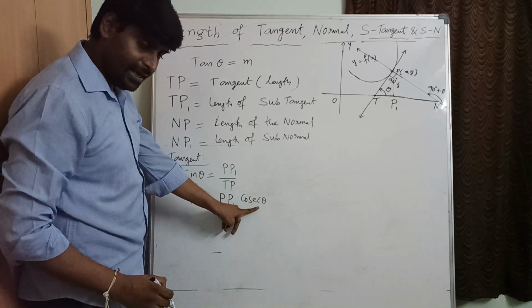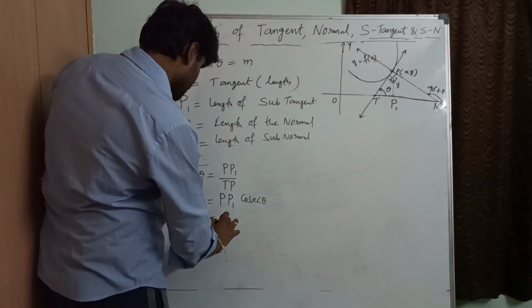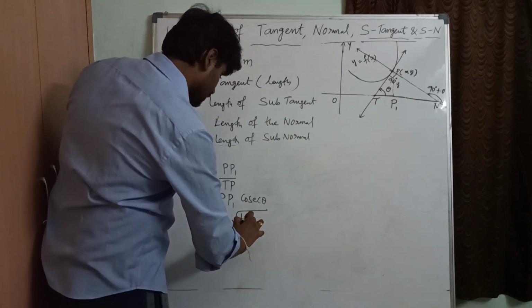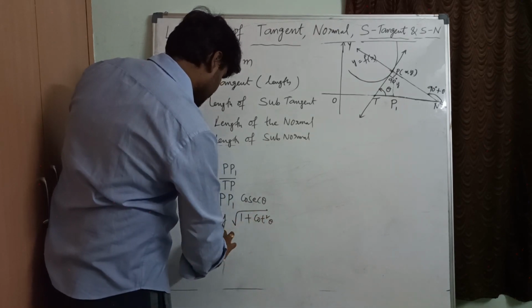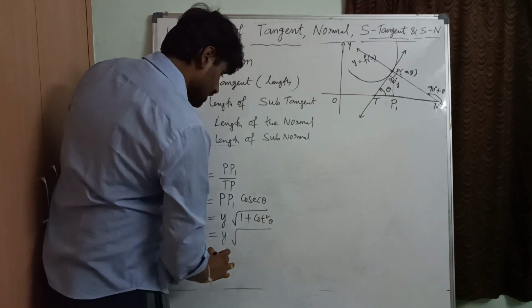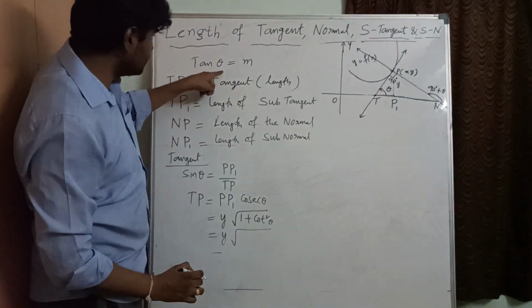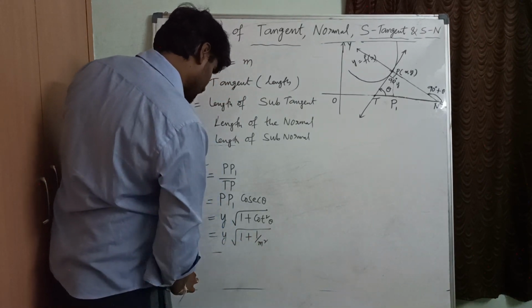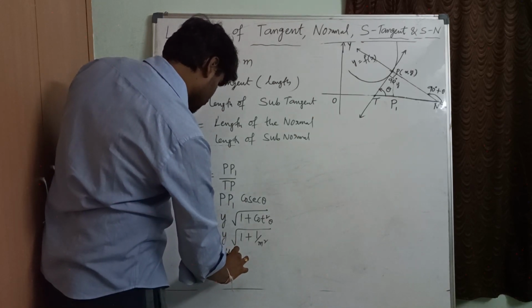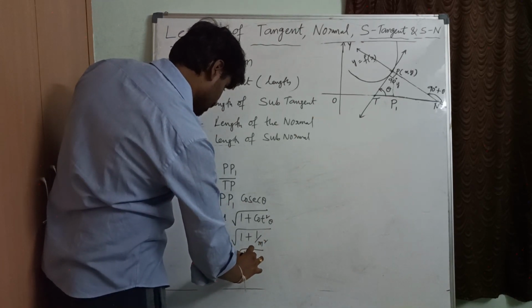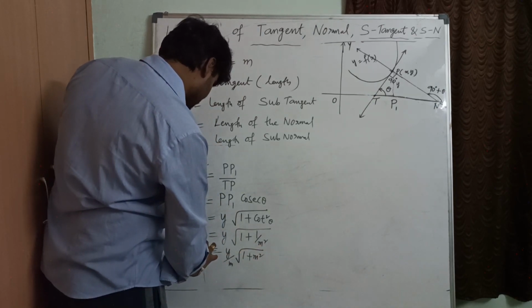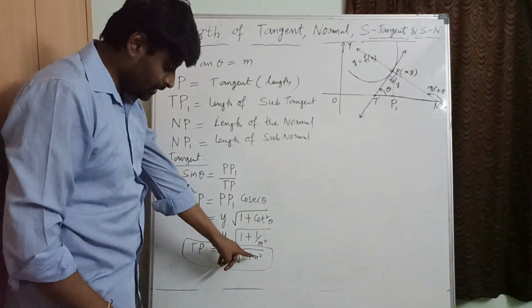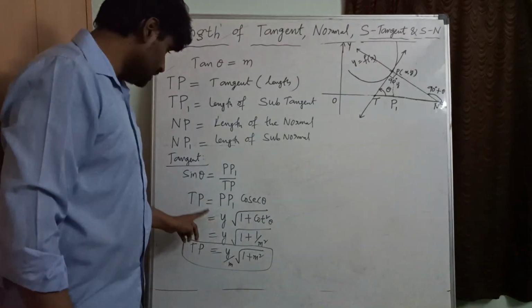But cosecant theta can be written as root of 1 plus cot square theta. So PP1, what is PP1 there? Y. Y into root of 1 plus cot square theta. Cot means 1 by tan, and 1 by tan means 1 by m. So 1 plus 1 by m square. If you simplify this, you get y into root 1 plus m square by m. So this is the length of tangent.